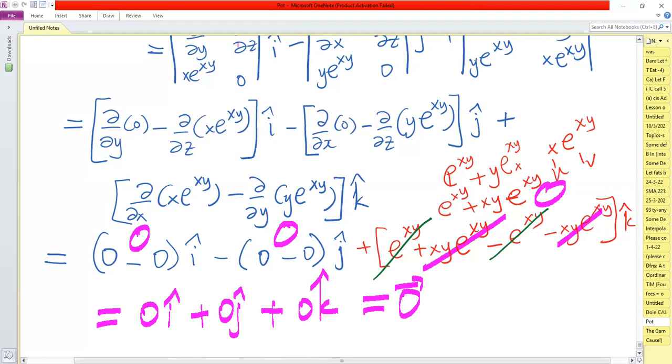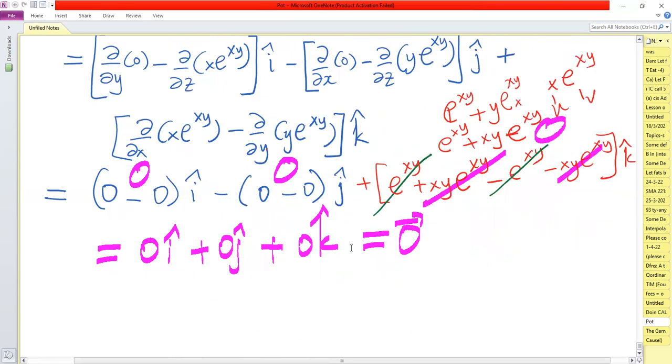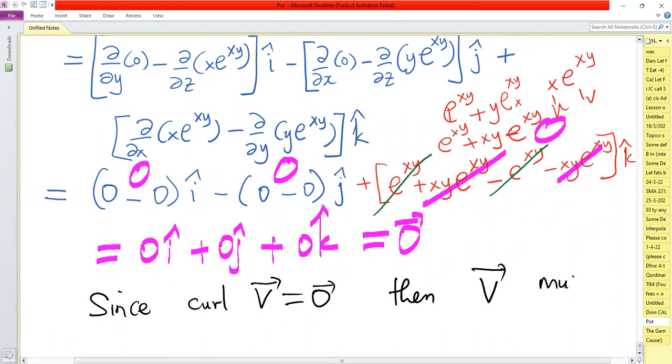So since the curl of v turns out to be a 0 vector, then vector v must be irrotational. And that is really what you wanted to prove.